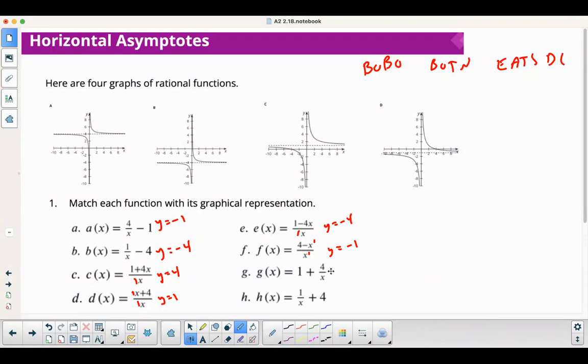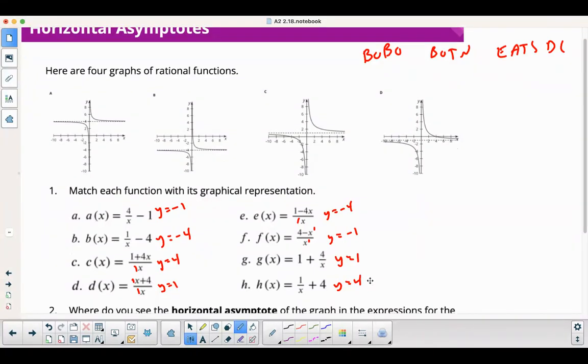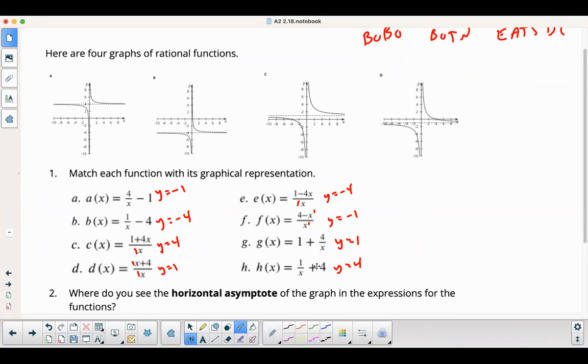This one here, this is 0. 4 over x is y equals 0. But then since I add 1 on, it goes up 1. So this is y equals 1. And this is 0 here, 1 over x. But then since I add 4, it goes up 4. Okay? So I can kind of match them up right now.